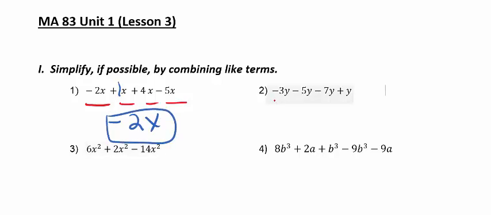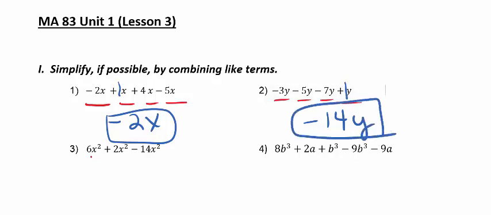Over here, these are all like terms, so all we do is add the numbers in front, and in front of the y, there's the number 1. So we have -3 minus 5 is -8, minus 7 is -15, and then plus 1 is -14y.